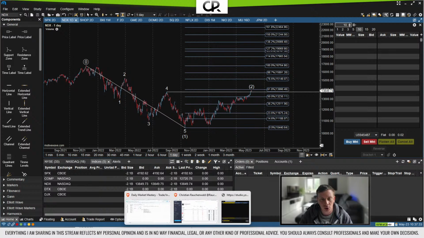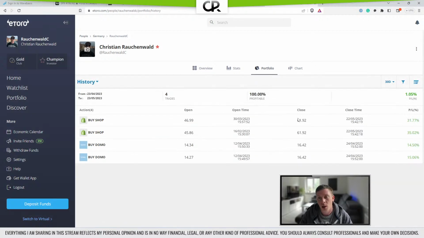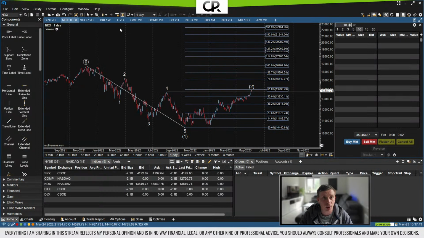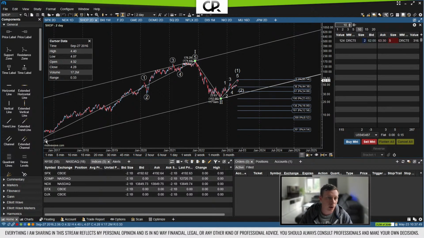Now that brings us to our next position, which is Shopify, which we closed yesterday at a profit of again 33.4%. Why did we do that? If we jump to Shopify, we can see a few things. First of all, we have this very big long-term labeling 1, 2, which means we're actually expecting a third wave that takes us up here, which means I'm long-term bullish on Shopify right now.